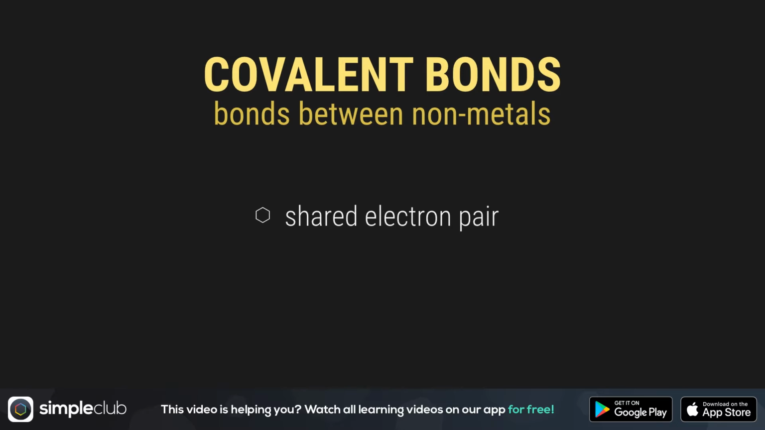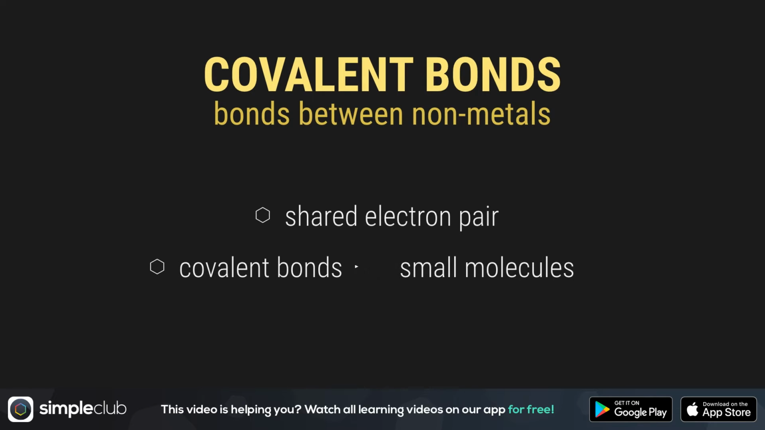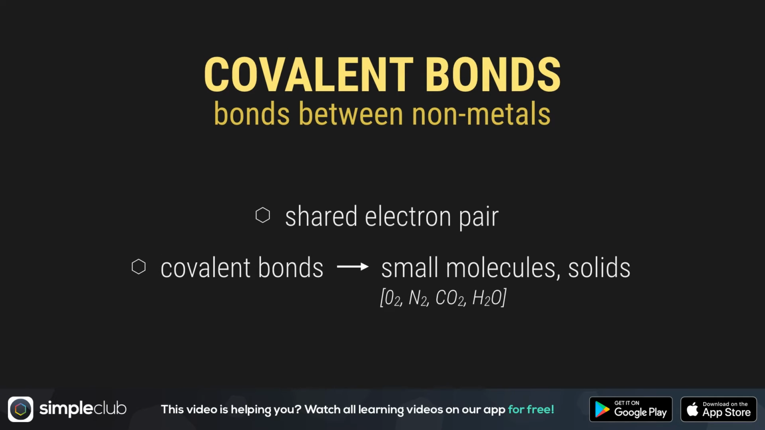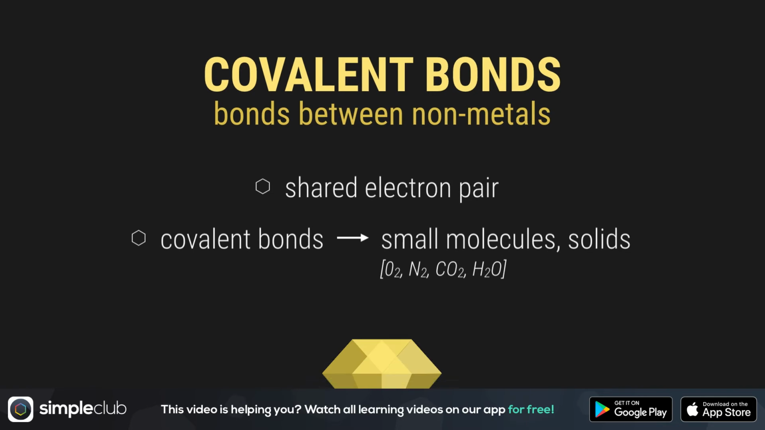But wait, there's more. What kind of things are made up of covalent bonds? The answer is small molecules for the most part. We're talking about O2, N2, CO2, H2O, and so on. Most of them are gases or liquids. But sometimes hard solids are formed with covalent bonds too. One example would be diamond.